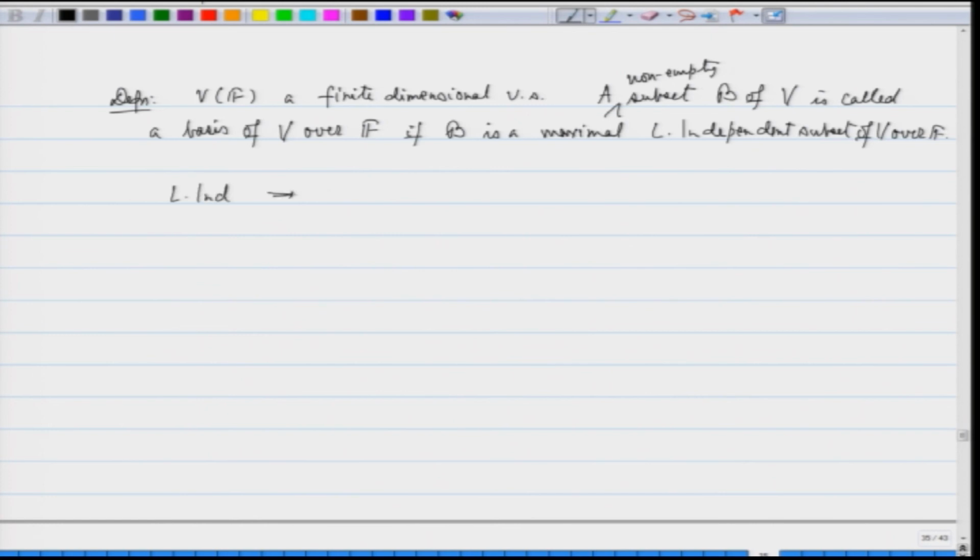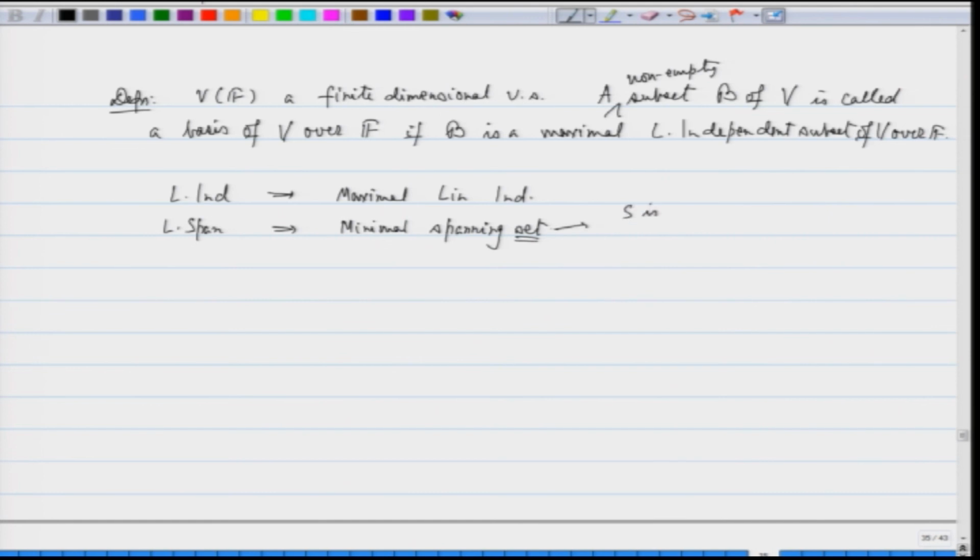From there we went to maximal linear independence. The other idea that we had was what is called a spanning, linear span. From there, I want to go to what is called a minimal spanning set. So, what will the minimum spanning set? The definition will be that it should span.